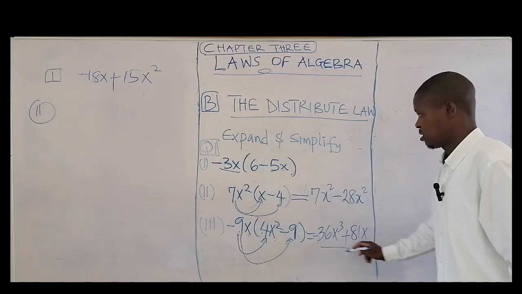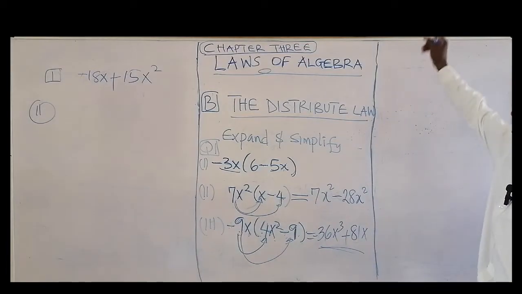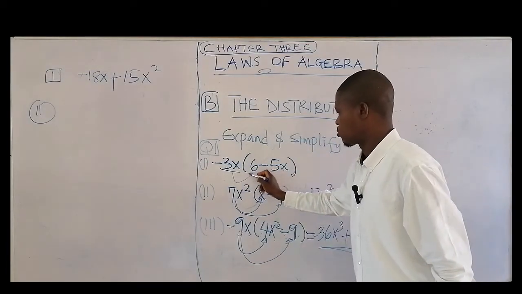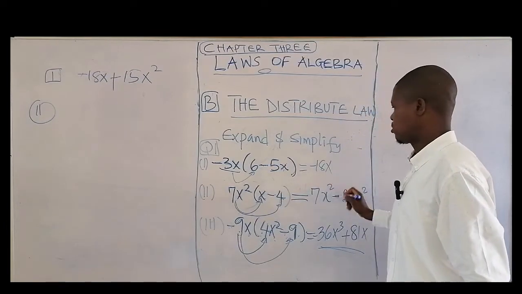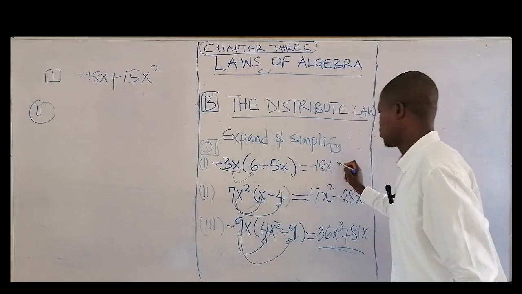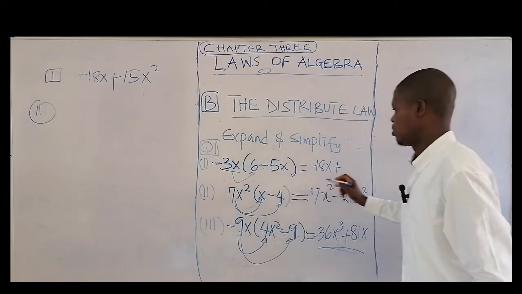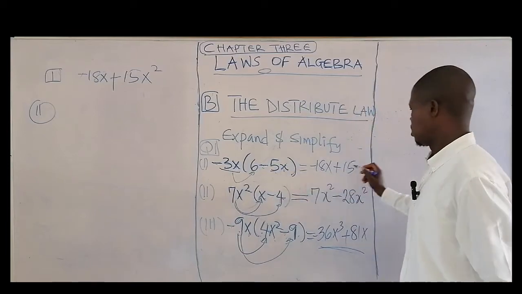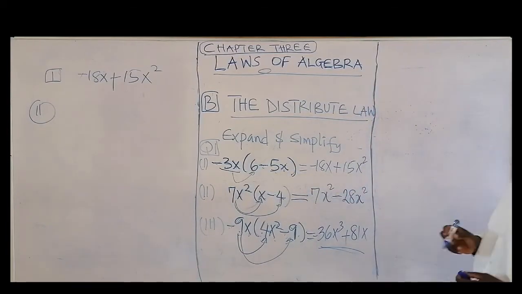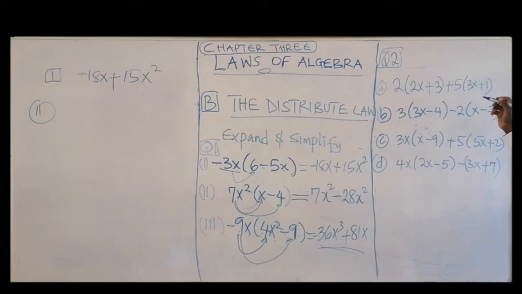So that's that on this question. Okay, for the first one, this one times this one, that's minus 18x, and then minus times minus, that's plus. This one times this one, that's 15. We have this one here, we have this one here, making 2. So that's that on this question.